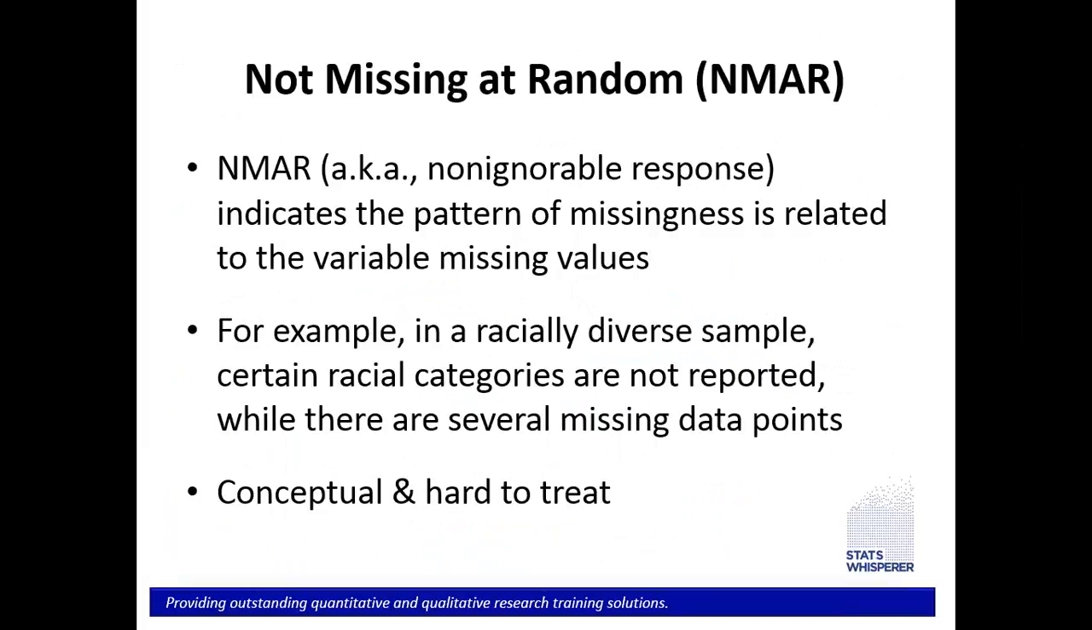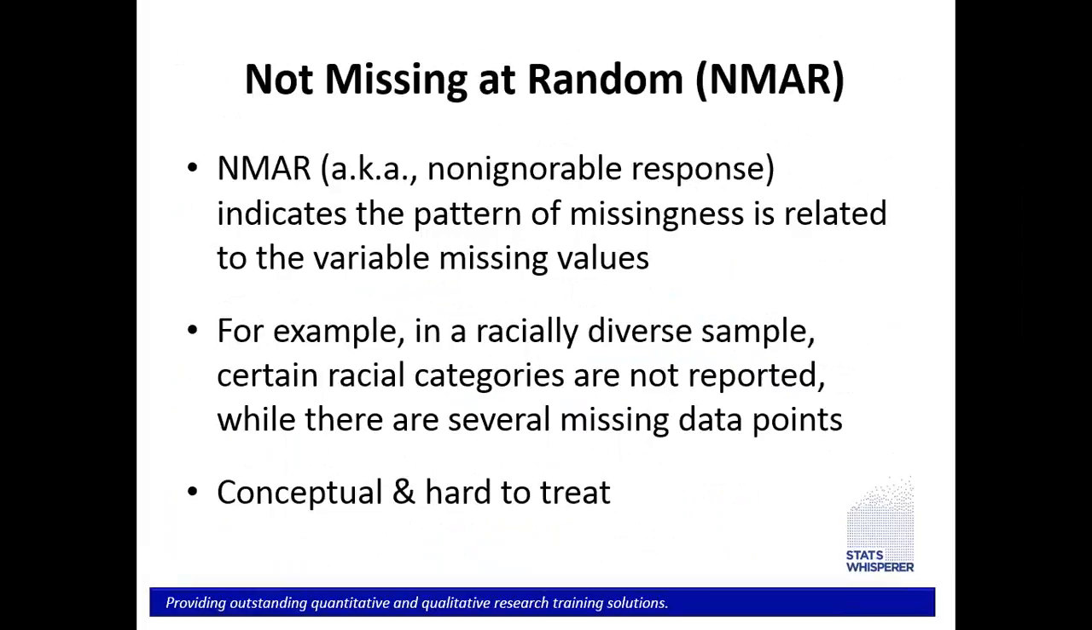Now the last one, not missing at random, the NMAR, also called non-ignorable response. That means there's a problem and you have to pay a lot of attention to it. It indicates the pattern of missingness is related to the variable with the missing values. So it not only has consequences, it's also sort of confusing.